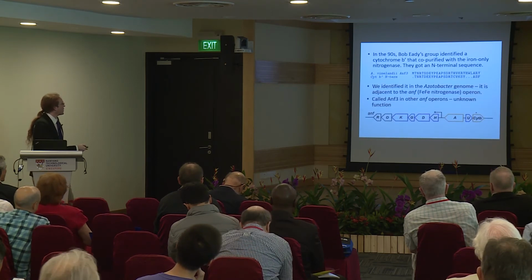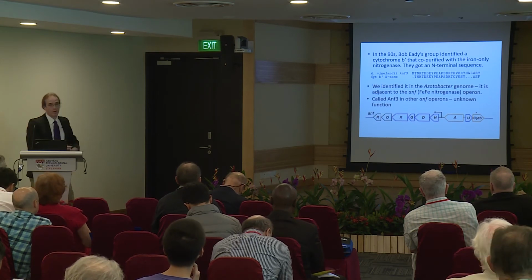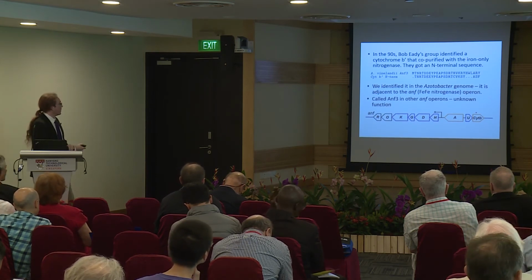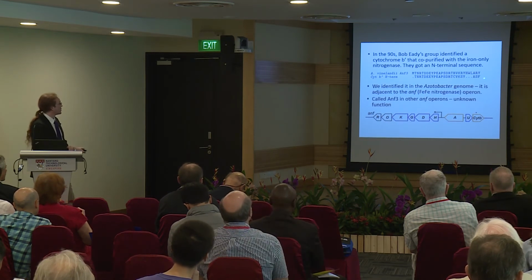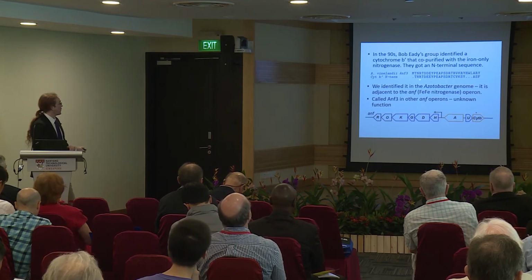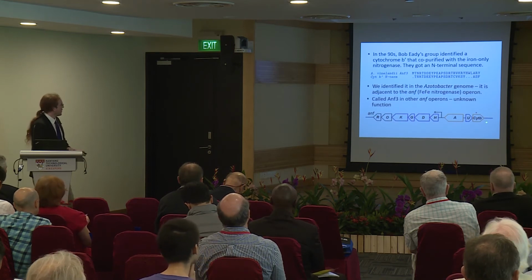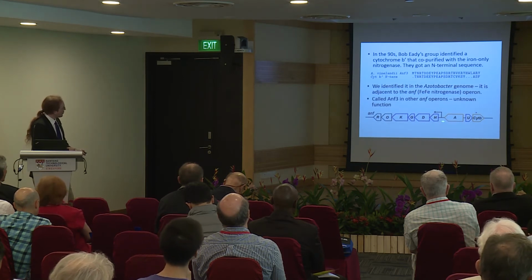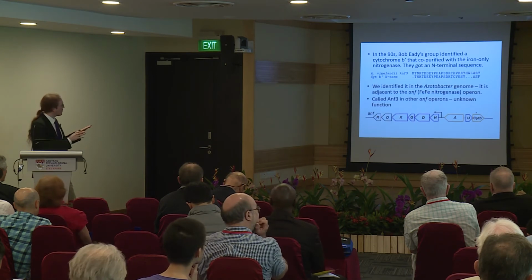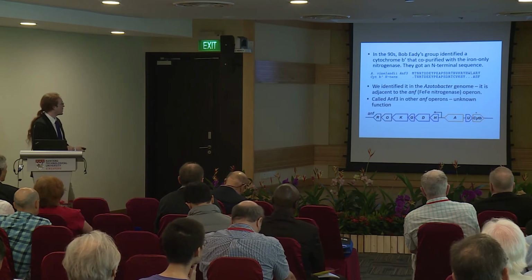In the 90s, Bob Eady's group identified a cytochrome that co-purified with the iron-only nitrogenase. They didn't clone it, they just purified the protein, and from that they got an N-terminal sequence, which was in one of his students' theses. Using that sequence, you can identify the gene in the genome, and this is it, cytochrome B prime. It is just next to the operon for the iron-only nitrogenase, so that's kind of a smoking gun that it's probably relevant because it co-purified with the iron-only nitrogenase.